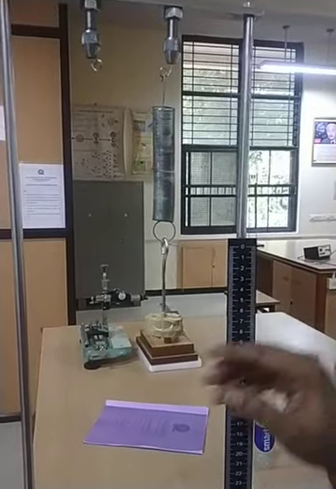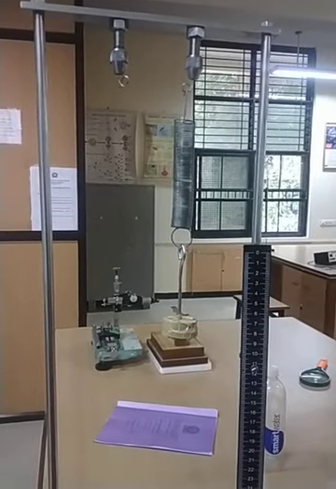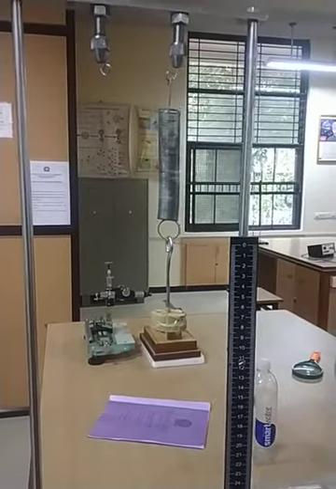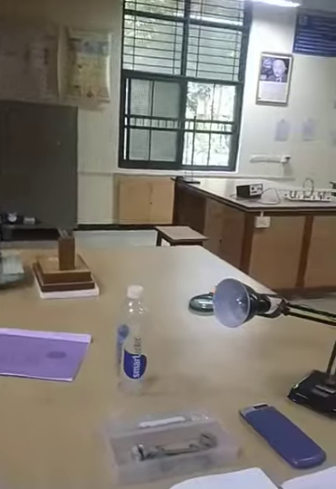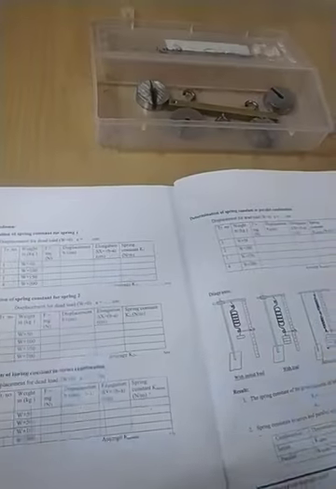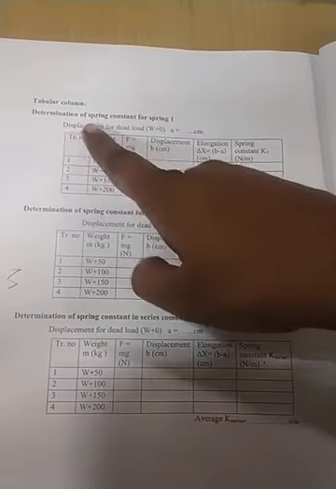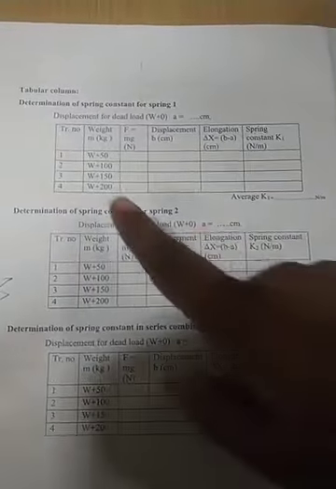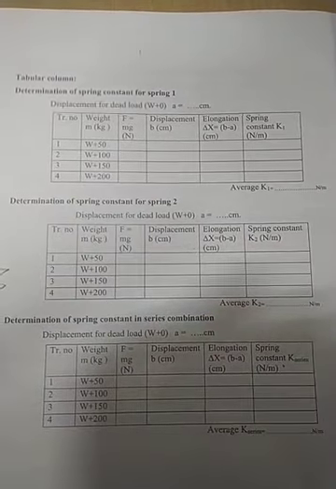So now for dead load, I adjusted this displacement as 0. So you just observe the tabular column. Determination of spring constant for spring 1. They have given a tabular column and they have mentioned the displacement.